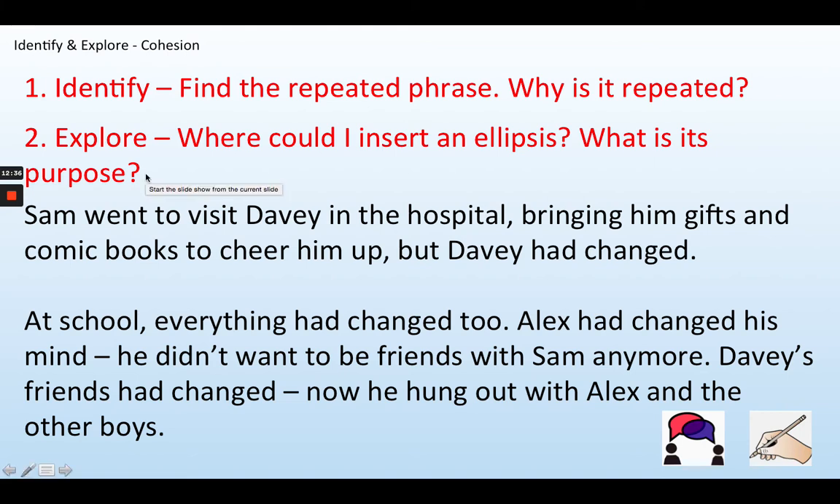Now I want you to explore this example. Where could I put an ellipsis, and what is its purpose? Pause the video here and have a think, and come back when you're ready to share your ideas. Well done. I think an ellipsis could come at the end of the first paragraph, where it says, but Davy had changed... This helps my reader to understand that what comes next will be more discussion and more explanation of how Davy had changed.